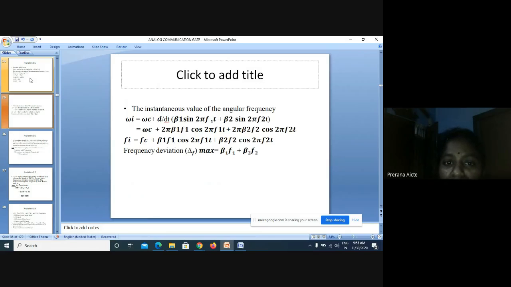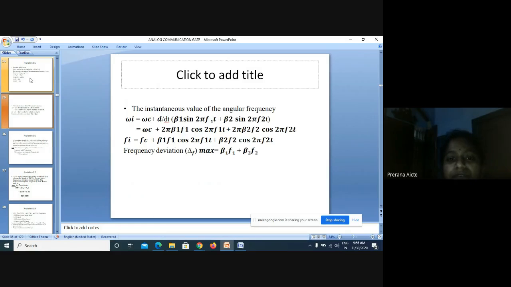We differentiate d by dt. So omega c plus, when we differentiate, we get 2 pi beta 1 f1 cos of 2 pi f1 t, since the differentiation of sine is cos, plus 2 pi beta 2 f2 cos of 2 pi f2 t. In terms of frequency, omega equal to 2 pi f. So the instantaneous frequency fi equal to fc plus beta 1 f1 cos of 2 pi f1 t plus beta 2 f2 cos of 2 pi f2 t.